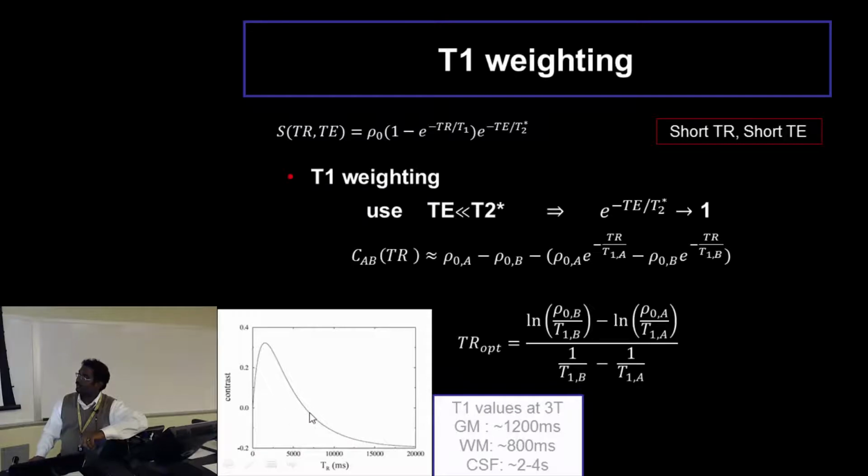So there is a crossover point. You can choose your TR in such a way that there is no contrast. Well, in some cases you might want to do that. It depends on your necessity.